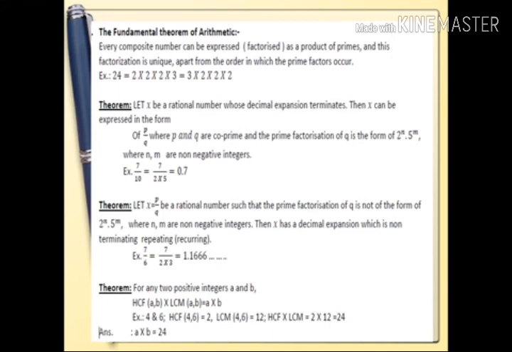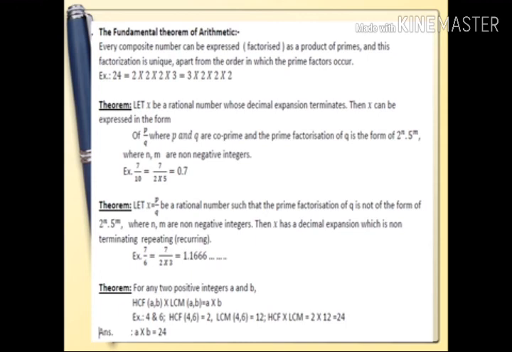The fundamental theorem of arithmetic. Just go through it. Here the theorem is given only for your understanding. What are the problems? The first theorem is telling: let x be a rational number whose decimal expression terminates, and x is expressed as p by q, where p and q are co-prime, and the prime factorization of q should be in the form of 2 to the power n times 5 to the power m. That means one is the whole number part and another is the fractional part.